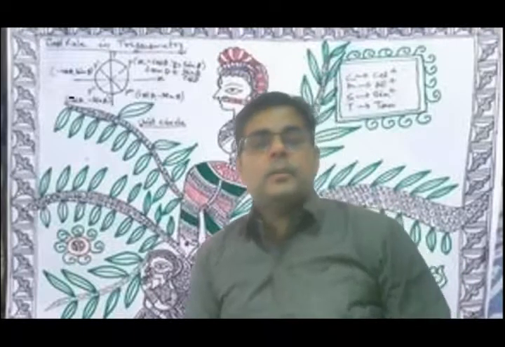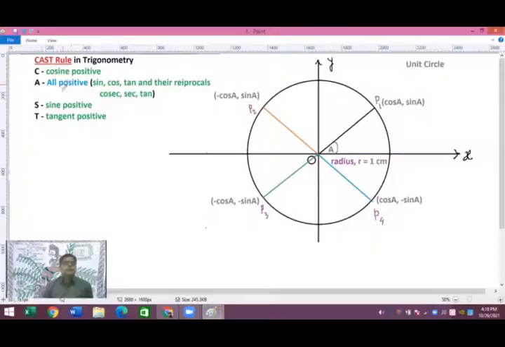So let's see now how it is. Here you can see the CAST rule in trigonometry. Here C stands for cosine, positive. A stands for all positive, that means sine, cos, tan and their reciprocals such as cosec, sec and cot. S stands for sine positive and T stands for tangent, that means tan positive. So let's check what happens here.